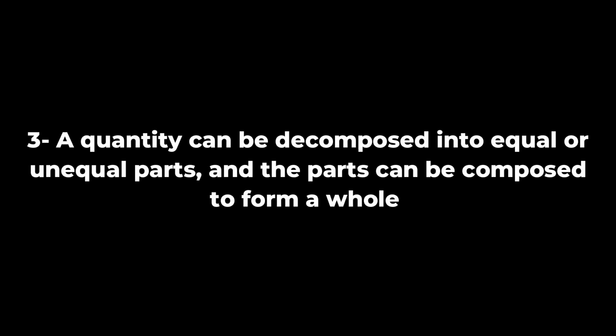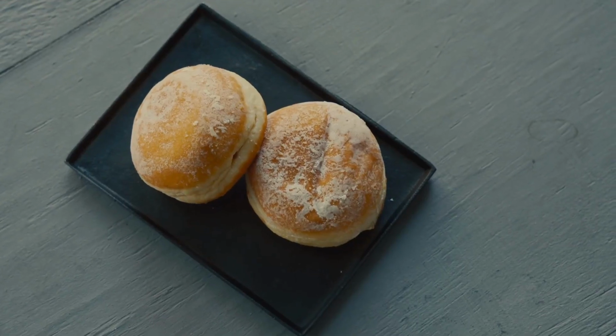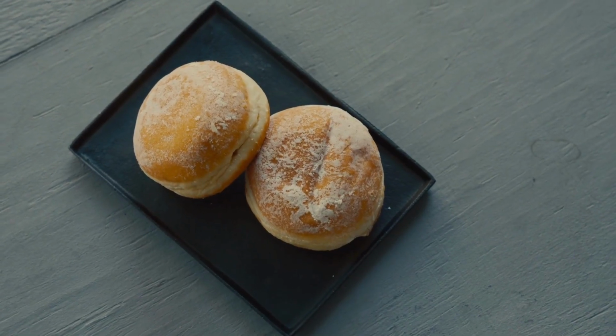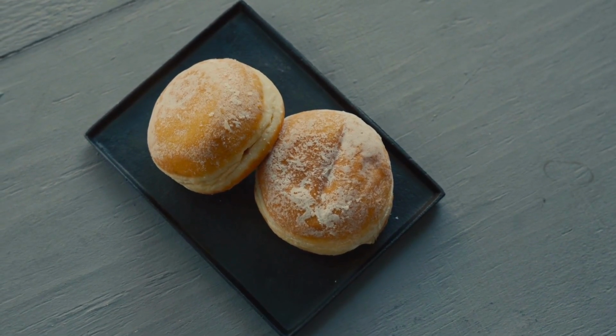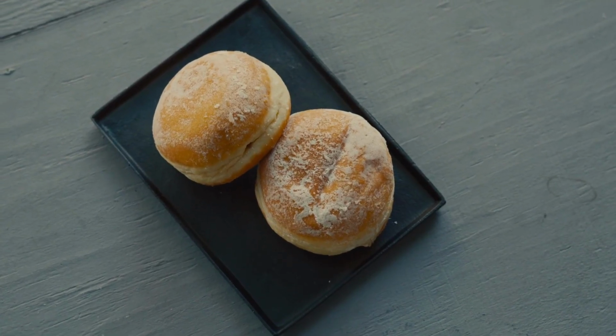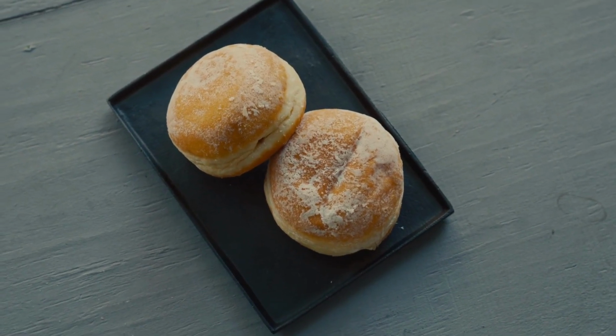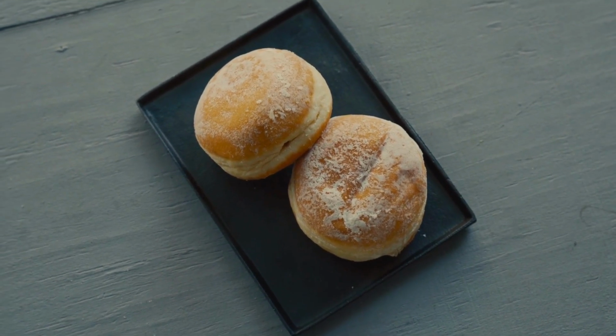Thirdly, a quantity can be decomposed into equal or unequal parts, and the parts can be composed to form a whole. The concept of subtracting is required as children learn that there are multiple ways to get a certain quantity, and they can add and subtract automatically. But this differs from rote thinking, as it is an understanding of part-whole relationships. So 10 can be 5 and 5, but also 8 and 2.